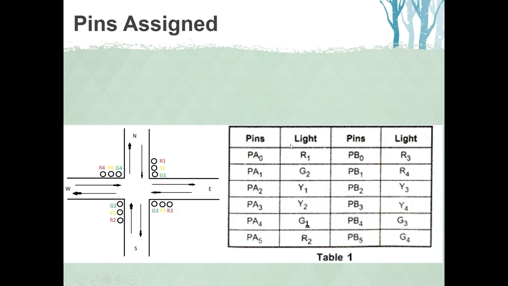In this experiment, we assign different LED lights to different pins, and then pass binary digits to those pins, depending on which the lights turn on and off. So here we are assigning this R1 red light from north direction, R1 LED, to PA0 pin, and so on. So these 16 pins are being assigned to 16 of those 24 pins available in the 8255.